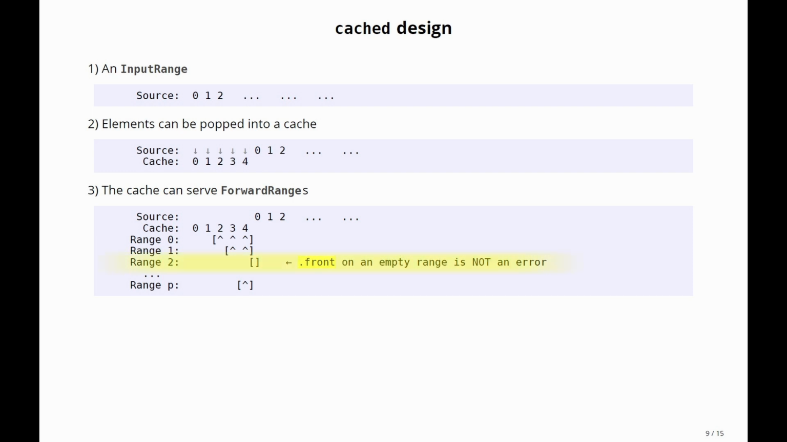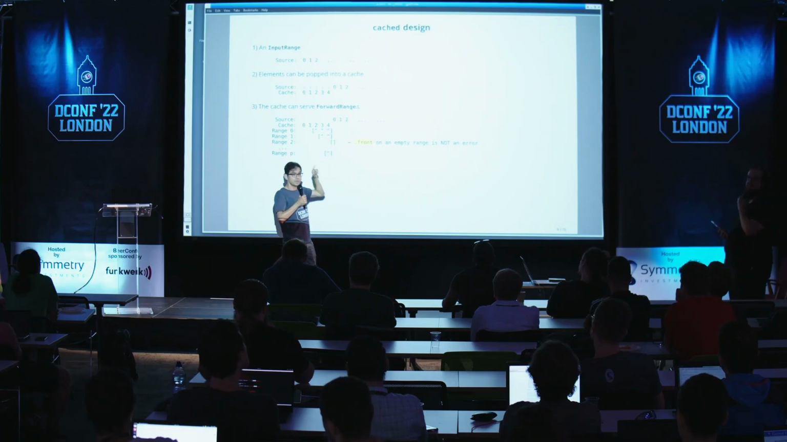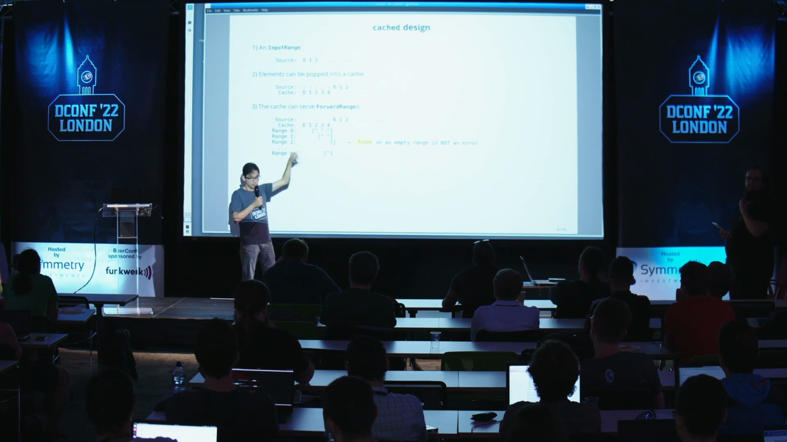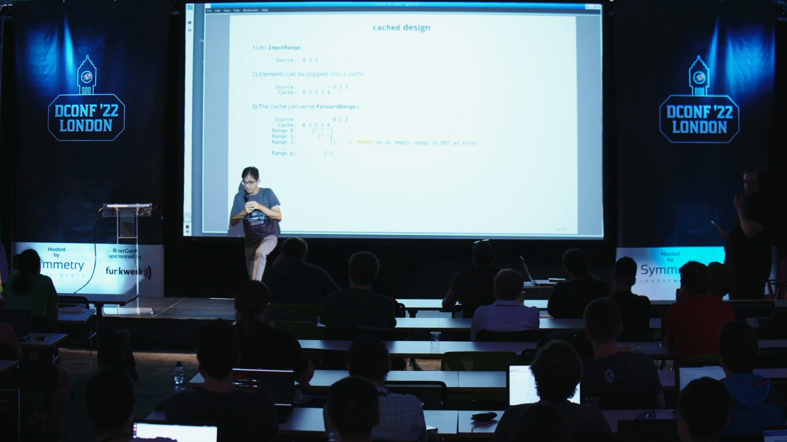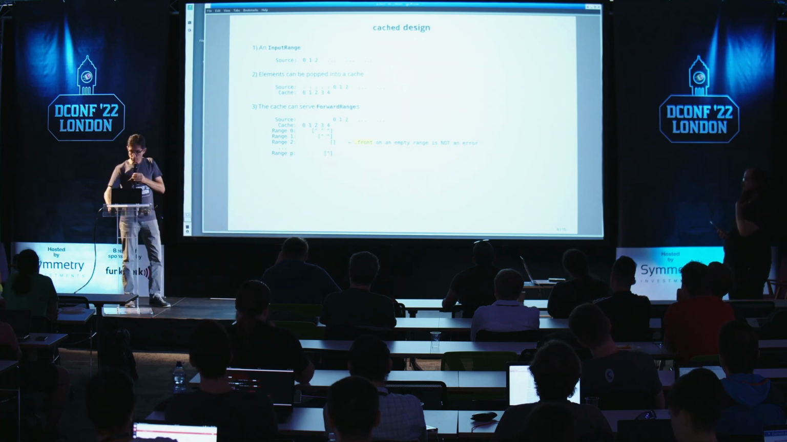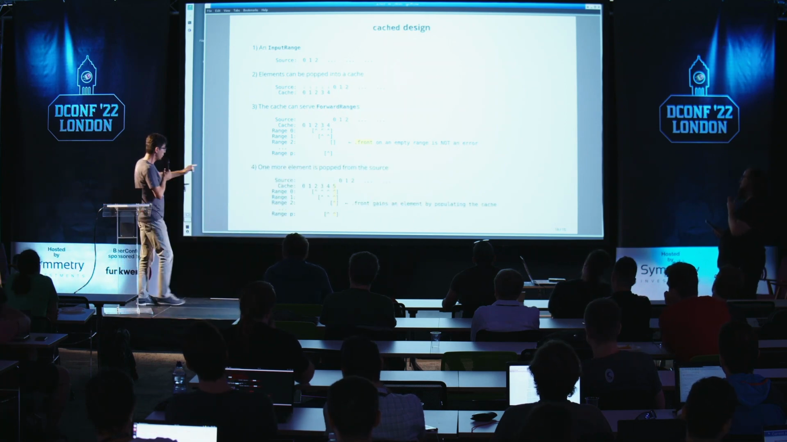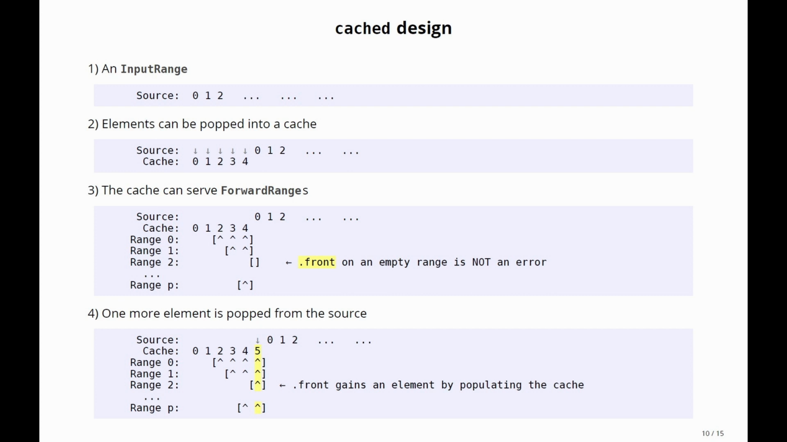Now you may have some empty ranges here, and you may attempt to call front on an empty range, which is not an error. These ranges can support front on an empty range. What will happen is it will just say, wait a minute, do I have a front element? I look empty, the cache looks empty, but the original source is not. So it will go ahead and pop one more element, and now both the empty range and all its friends sharing the cache gain one more element. So they're sharing the original cache altogether.